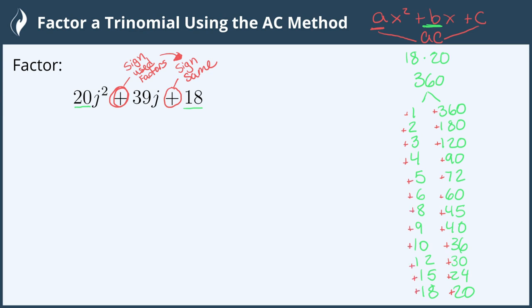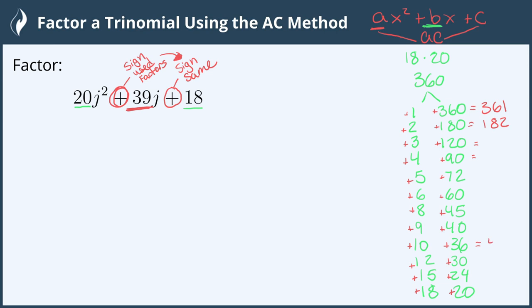Now that they're all positive, we can go through and find the combination to give us the number for the middle term of 39. If I add, because it's positive 1 and positive 360, the first two terms together give me a positive 361. Adding the next two, we get 182, and I can continue adding, but I know that I'm looking for 39, so I'm going to move to the bottom closer to where the numbers are smaller.